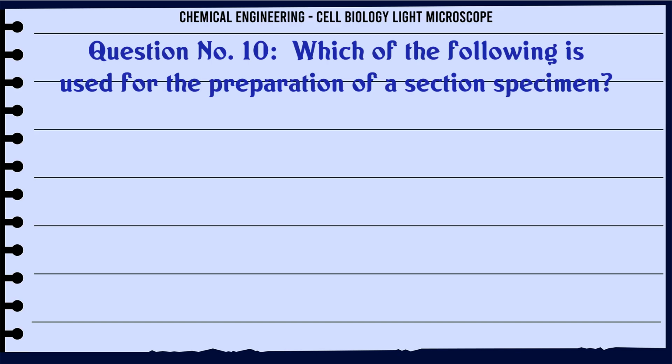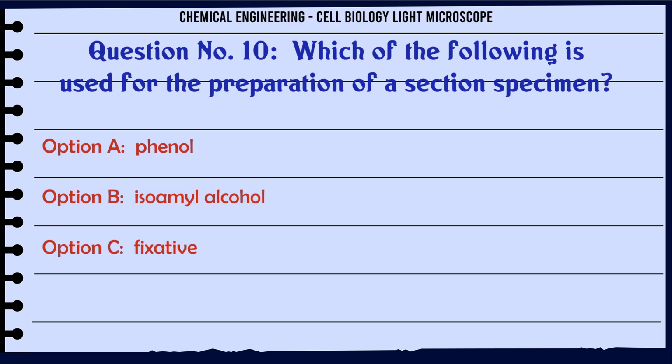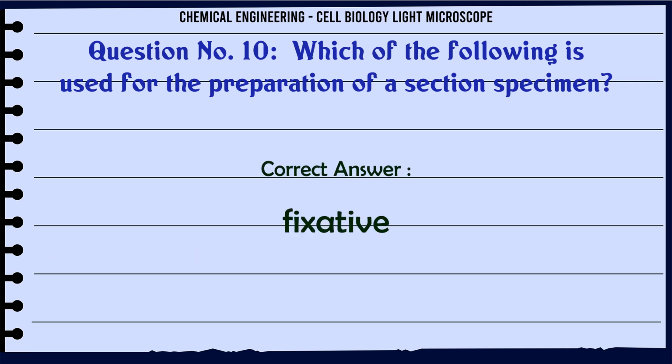Which of the following is used for the preparation of a section specimen? A. Phenol, B. Isoamyl alcohol, C. Fixative, D. Lubricative. The correct answer is fixative.